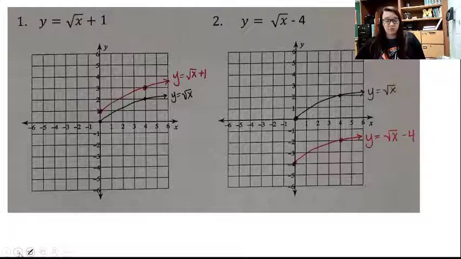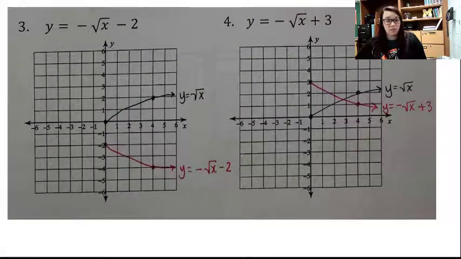Here's the first two graphs. Notice the first one went up one. I graphed the parent function as well as the new function where it went up one. The next guy I graphed the parent function, and then the new one where it went down 4. Notice I was plotting those points as I went. Like on this one, I knew there was a point originally at 4,2, and now there is a point at 4,3.